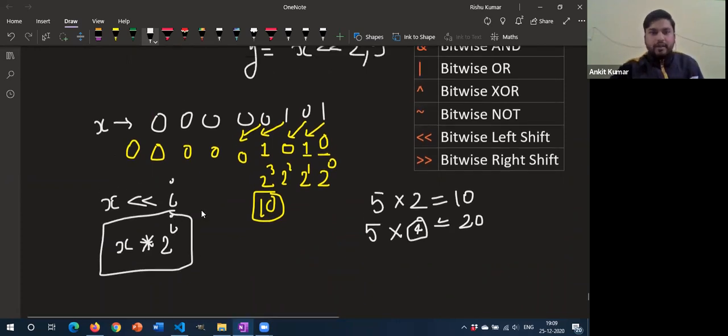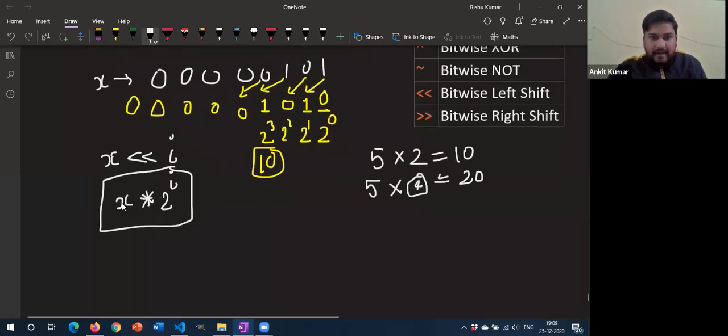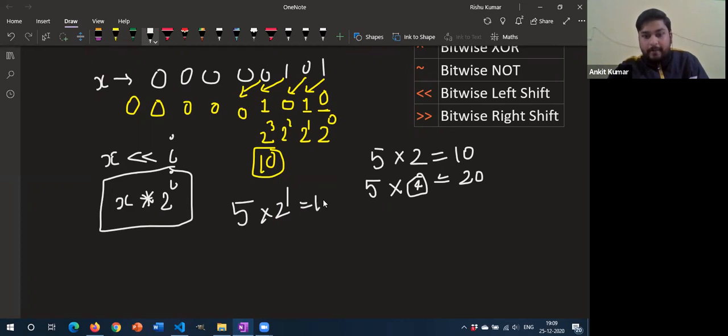So let us use it in this question. Here we have 5. We want to shift it by 1 place. So i is 1, x is 5. So 5 into 2 power 1. 2 power 1 is 2. 5 into 2 will get you 10. Now let's check it for 2. So it will be 5 into 2 power 2. It is 4. 5 into 4 will get you 20. And so on.